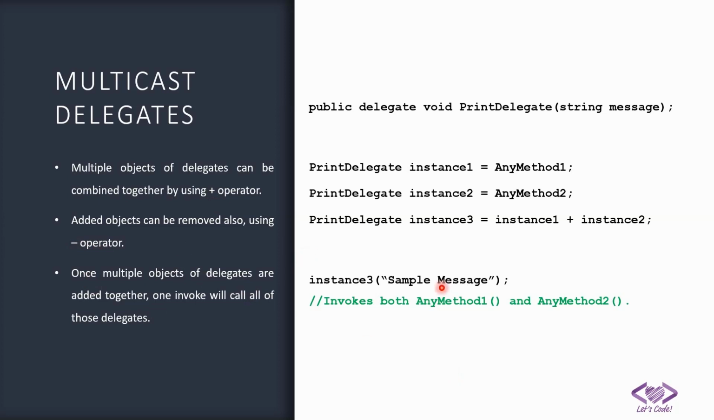If you're not clear with it, let's see an example. We have a delegate called print delegate which returns void and takes one message. I have methods which have the same signature. If I have 3-4 methods, I can use them like print delegate instance 1 as method 1, print delegate instance 2 as method 2, and I can create print delegate instance 3 which adds these two delegates, that is instance 1 plus instance 2. And when I invoke instance 3 with some parameter, internally it invokes both of them. So let's see this work in action.